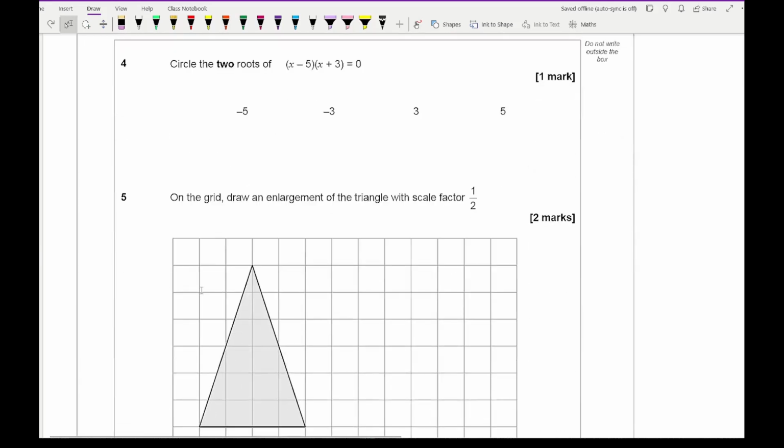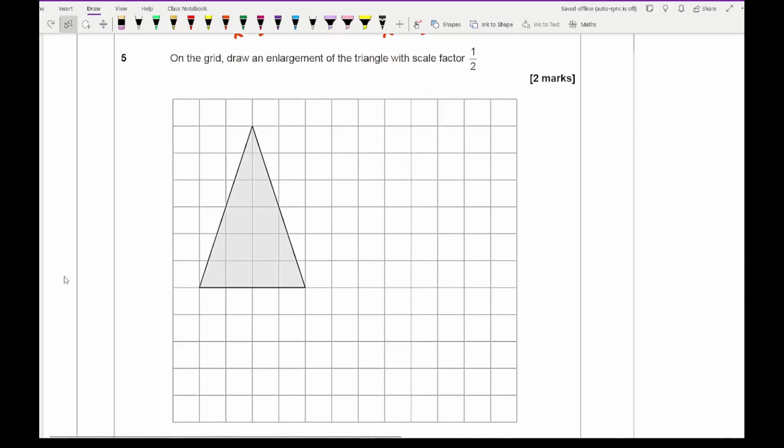Going on to question 4, it says circle the two roots of x minus 5 multiplied by x plus 3 equals 0. For this, what we need to do is make each of these brackets equal to 0. So x minus 5 equals 0, so x equals 5. So that's that option there. And x plus 3 equals 0, so x is going to equal minus 3. So there is my second option.